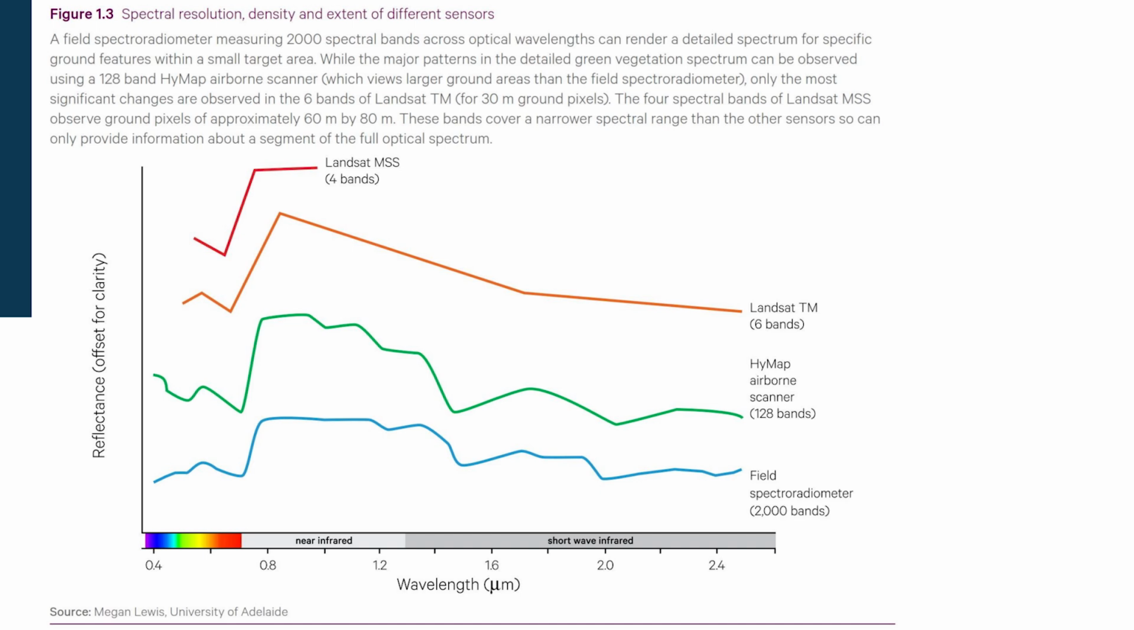And if you had a field spectrometer where you actually take a box out in the field and stick it on a rock, then that'll give you about 2,000 bands. So the more bands you have, the better, to help you differentiate some of the materials.